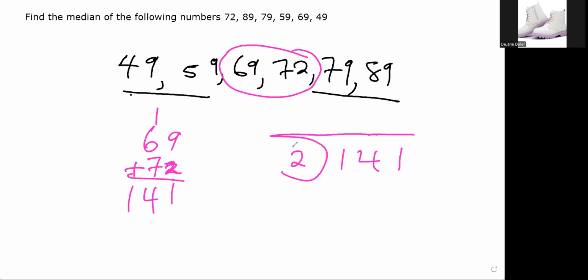4 into 1 can't, so I put the 0. 2 into 1 can't, so I put the 0, carry on. From the 0, put the 0 under the 1, which I got 1. Then I bring down the 4. 2 into 14 goes 7 times. 2 times 7 is 14. Then I subtract.